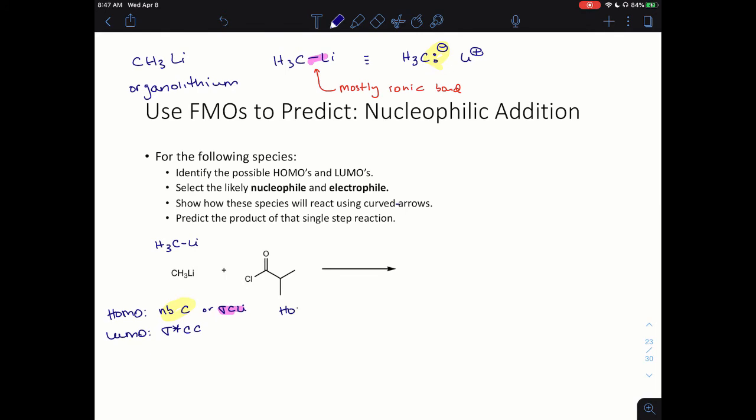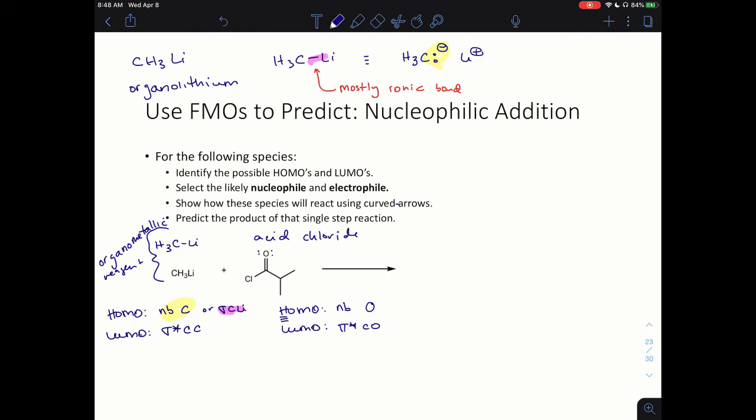Now let's look at this acid chloride. We have an acid chloride reacting with an organolithium reagent, so an organometallic reagent. The HOMO of the acid chloride will be the non-bonding electrons on oxygen, because chlorine is more electronegative, so its lone pairs will be lower energy. We want the highest energy filled molecular orbital. The LUMO is going to be pi star CO.